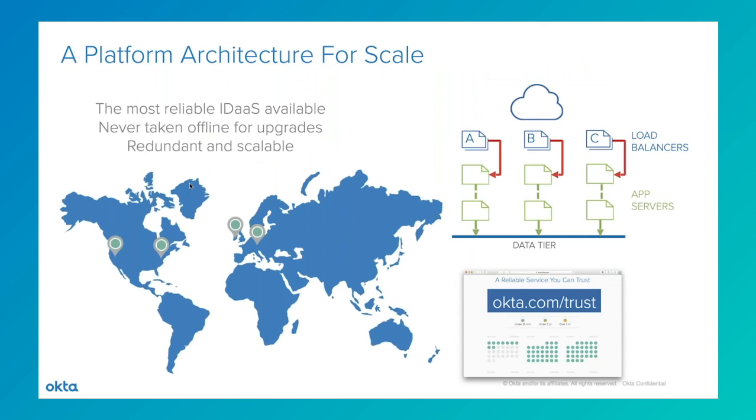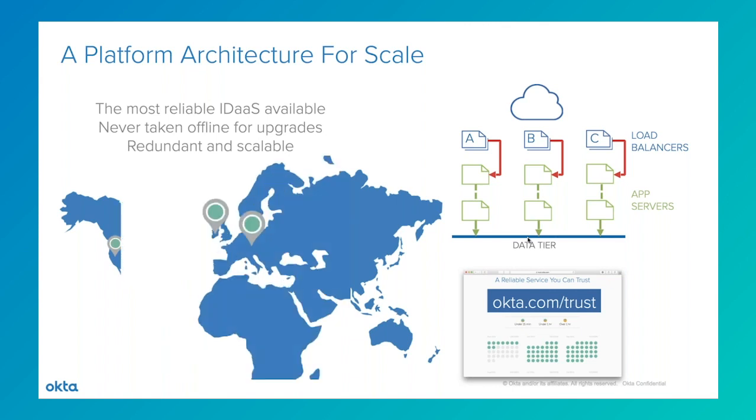Now, as I said, we really are the most reliable identity as a service platform available. We never take you offline for upgrades. We're really redundant and scalable. And as I said, we've been online for several years now at 100% uptime. And we actually publish all of our uptime statistics at okta.com/trust. So you can go back year by year and see if we've even been down for 15 minutes, under an hour, over an hour. And you should see lots of nice little green circles there.